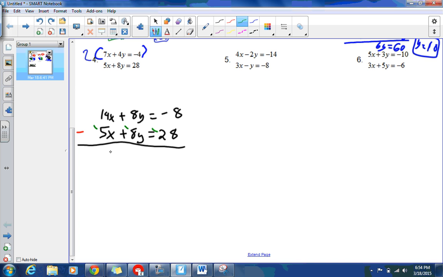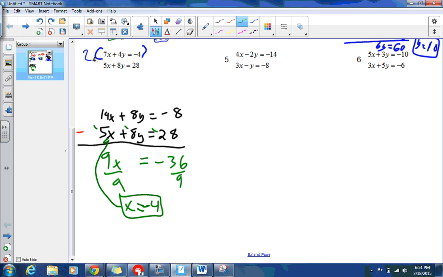14x minus 5x is 9x. These cancel out, and that's equal to -36. Divide both sides by 9, and you end up with x equals -4. So x equals -4. Take that x and plug it back in for either equation again.